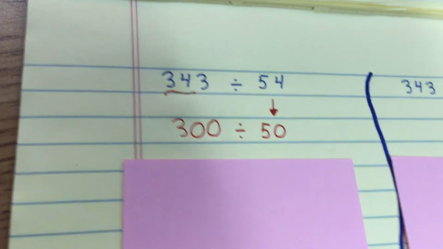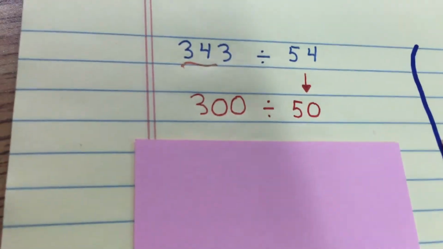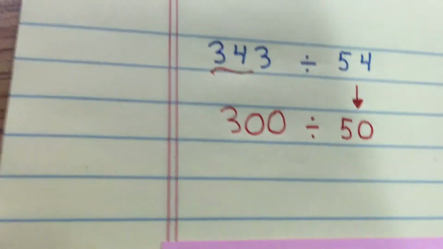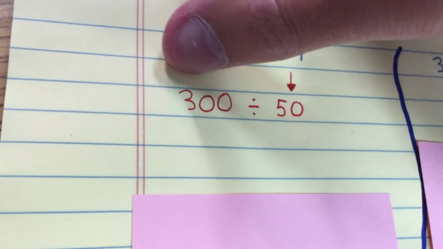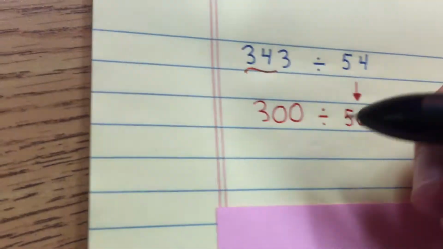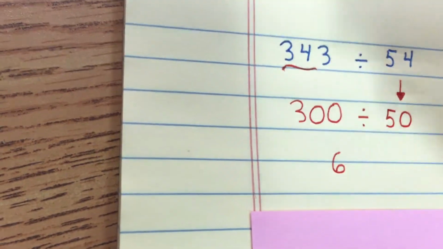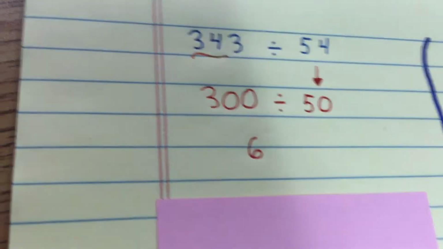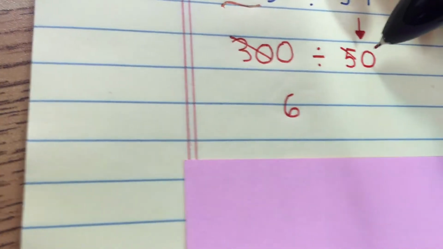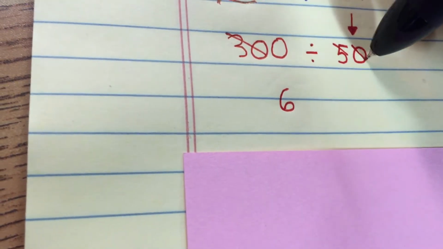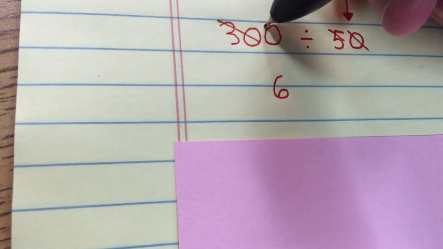Now the final step is to use mental math to divide. So ask yourself, how many times does 5 go into 30? The answer is 6. So that takes care of that. Now you have a 0 left in your divisor, but you also have a 0 in the dividend. So your quotient becomes 6.